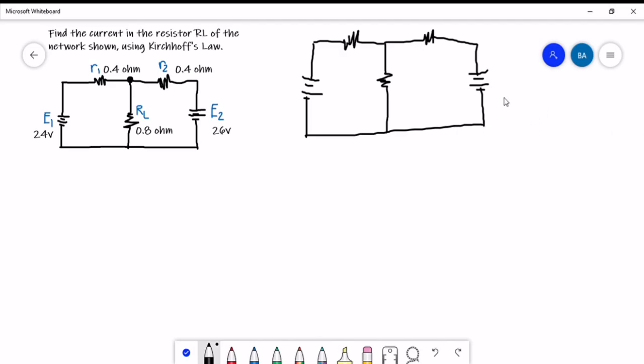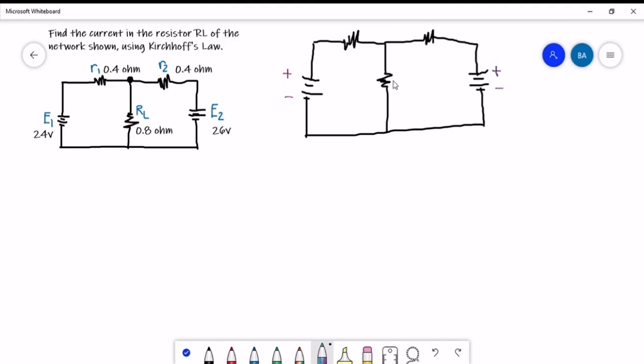So now let's proceed to our first example. We are going to find the current in the resistor R sub L. Here, first we're going to determine what would be the sign for our voltage source. To know the sign, the smaller one is our negative terminal, and this is our positive terminal.